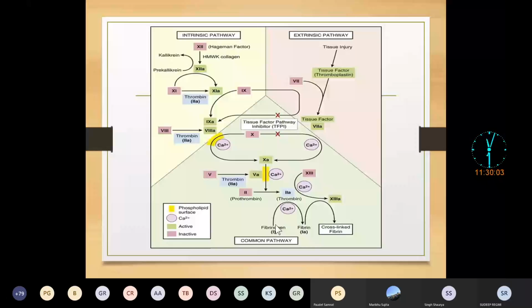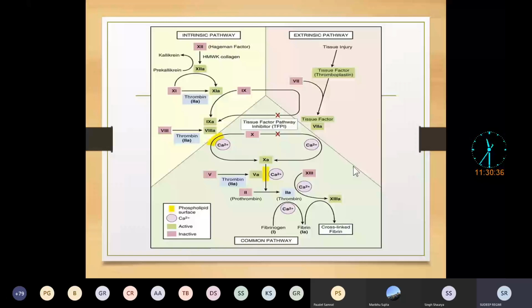And next is factor 13. Thrombin changes factor 13 to activated factor 13, which will cross-link the fibrin. The presence of fibrin alone is not adequate. There should be factor 13 also, which helps in cross-linking of this activated fibrin. So this is about the extrinsic pathway and the common pathway.